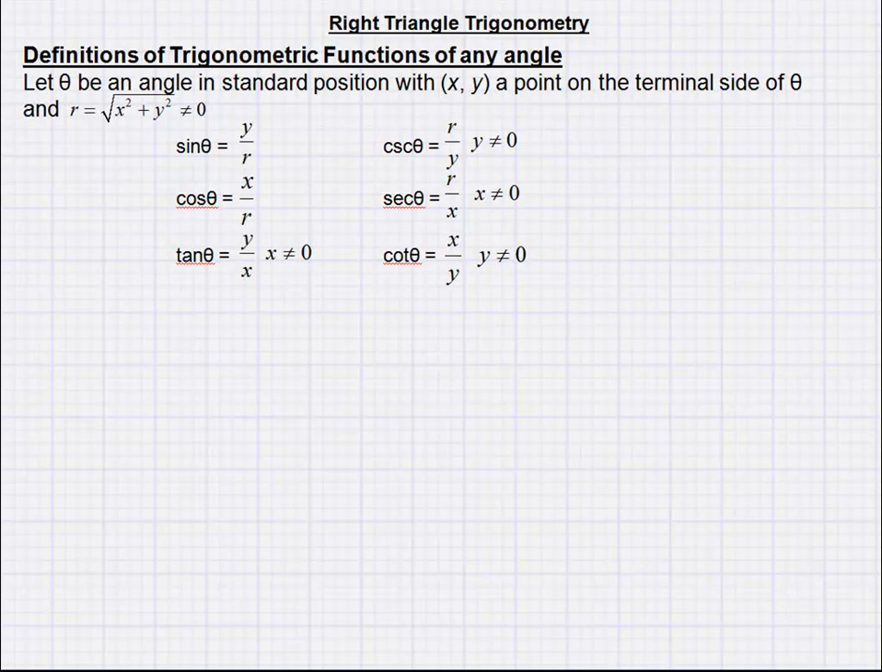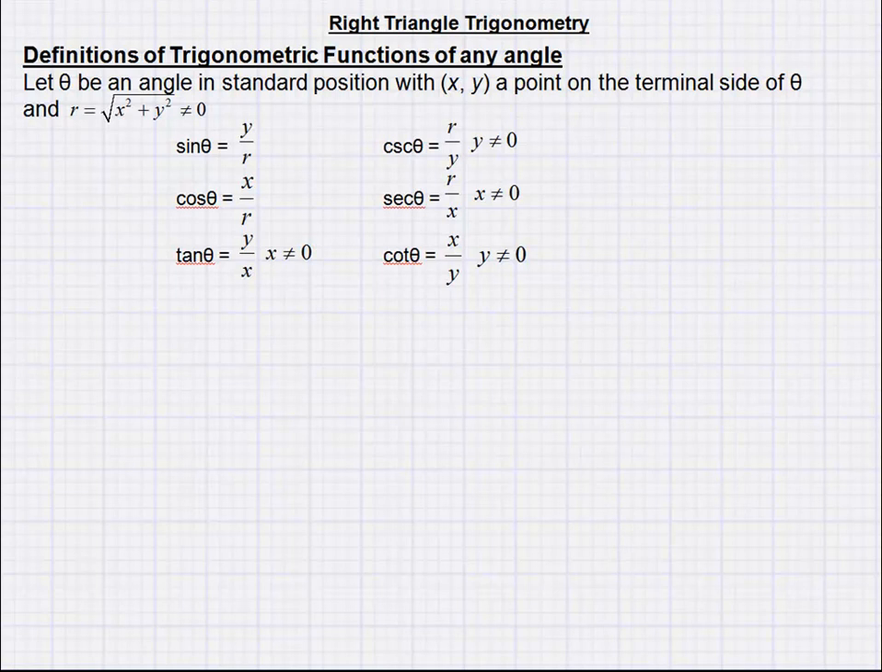So what happens is, since our circle doesn't have radius 1 anymore, our formulas for our trigonometric functions are going to have to change. Now, they don't change drastically, but they do change to the point where the radius is going to be very important.